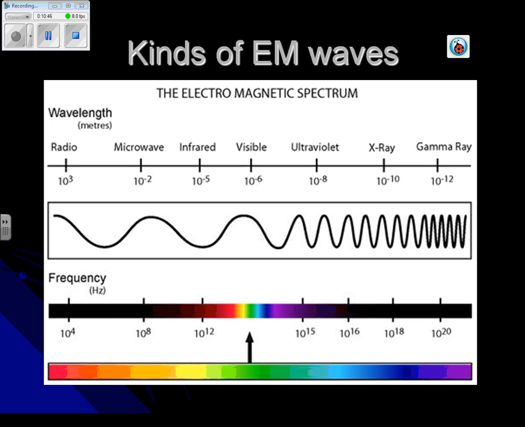Now, gamma rays are given off by the sun. Those are pretty dangerous. They will cause damage on a molecular level.